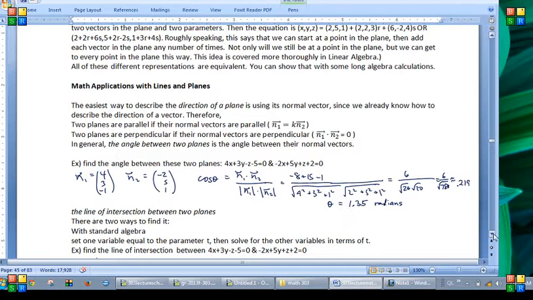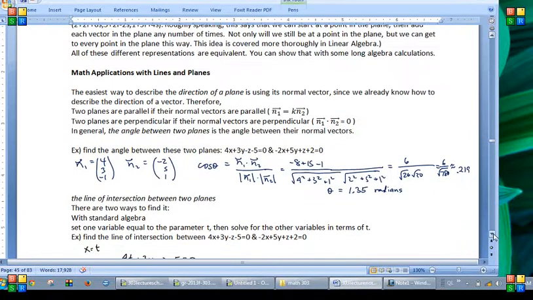So the way to do this is we're going to write the equation of the line in parametric or vector form, and so we're going to just call one of our variables the parameter. So let's say x is our parameter. We're going to say just x equals t. And now we're going to solve for y and z. So we get y as a function of t and z as a function of t.